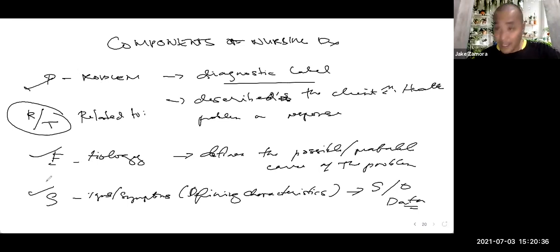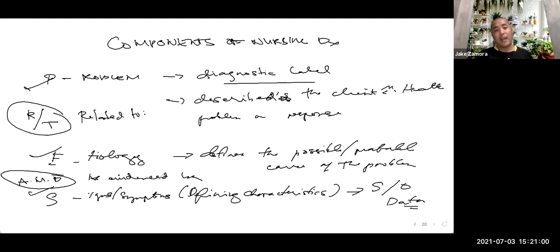Now, for you as students, we are actually encouraging you to use the PES format. Here, the etiology and the signs and symptoms are always connected by the word AMB, as manifested by or as evidenced by. So problem related to, as manifested by, then you put your signs and symptoms. These are your components.